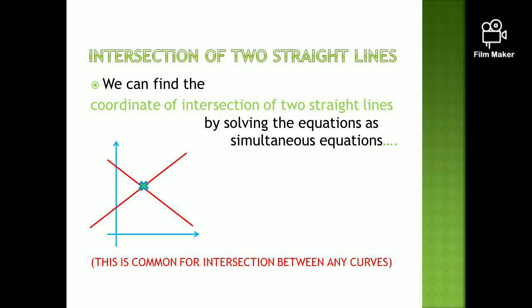If you want to find the coordinates of the intersection between two straight lines, we have to solve the equations of the two straight lines as simultaneous equations. This is common for intersection between any curves in our syllabus. That means if you want to find the intersection between a straight line and a curve, or two curves, or two straight lines, we use the same technique by solving the equations as simultaneous equations.